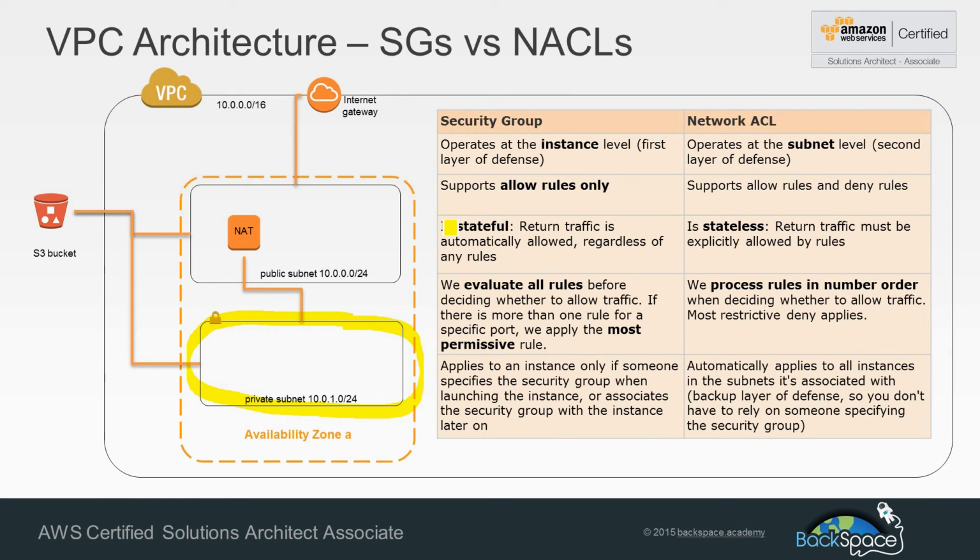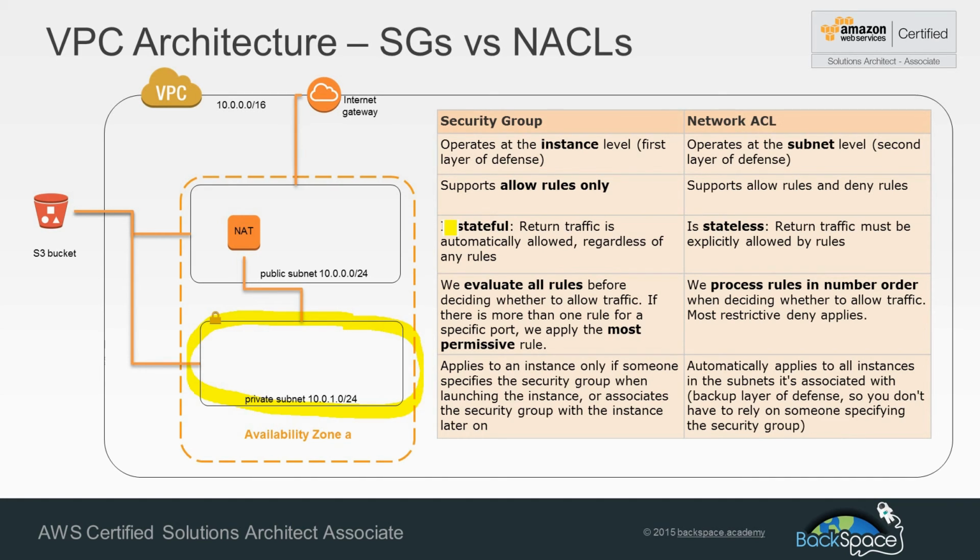Now also, a security group is stateful, okay? It responds to traffic, so return traffic is automatically allowed regardless of any outbound rules. So it is stateful. It will automatically allow response and return traffic to go out. In contrast, we have a network ACL that is stateless, okay? So return traffic must be explicitly allowed by the rules. It doesn't just automatically allow return traffic. So you need to have both inbound and outbound rules to allow that return traffic.